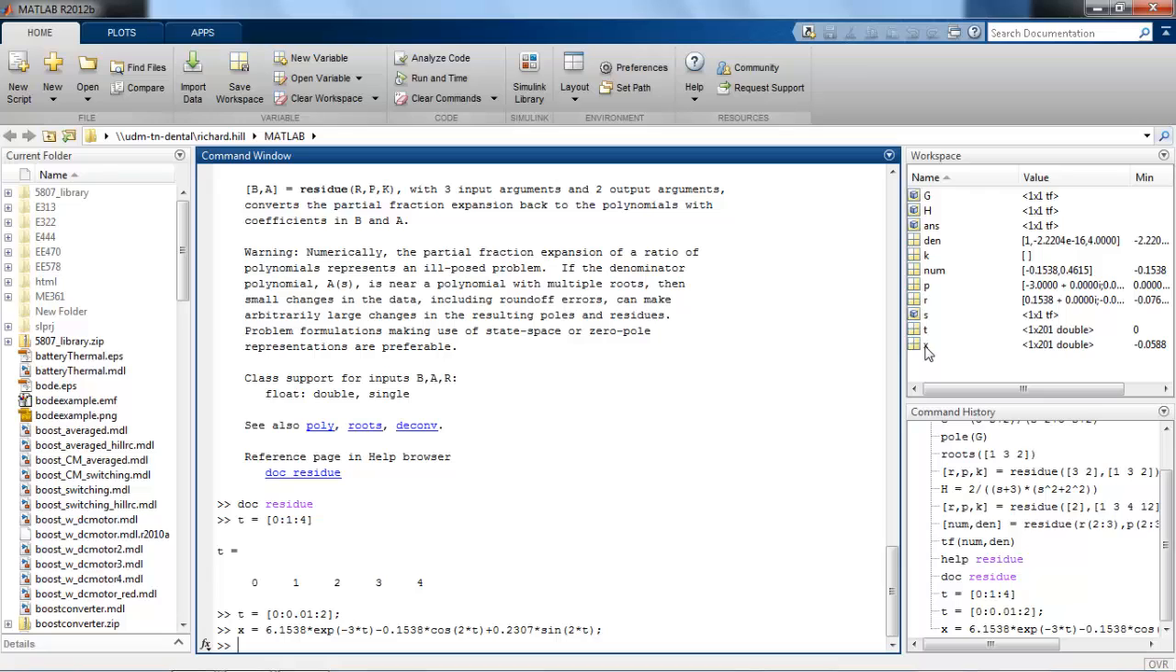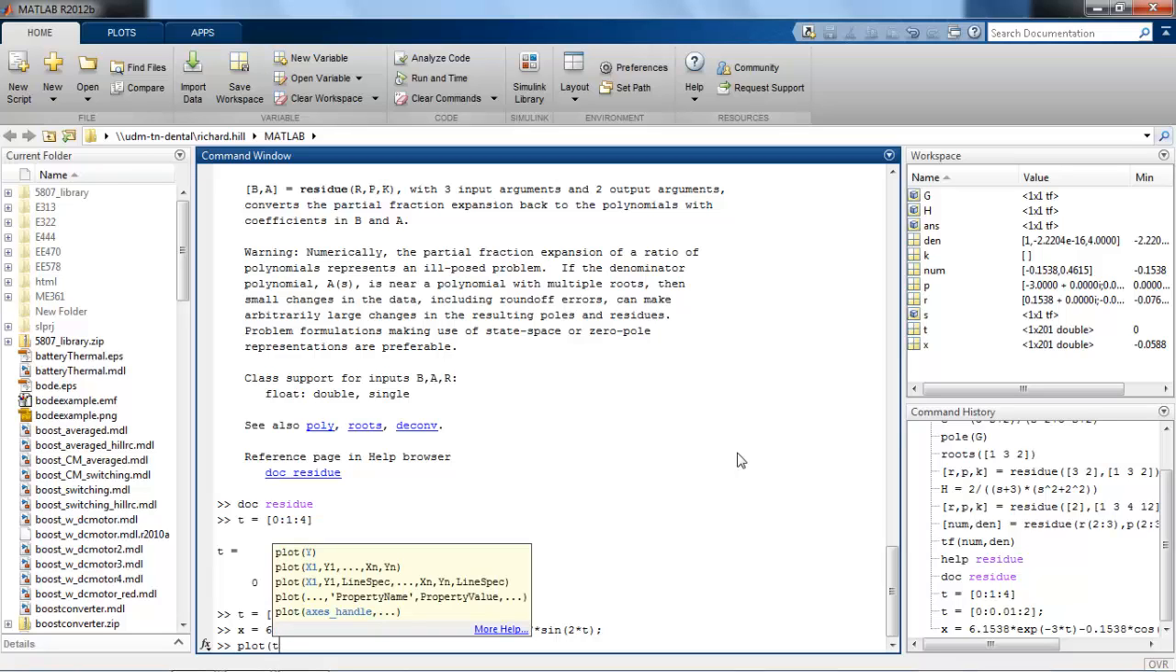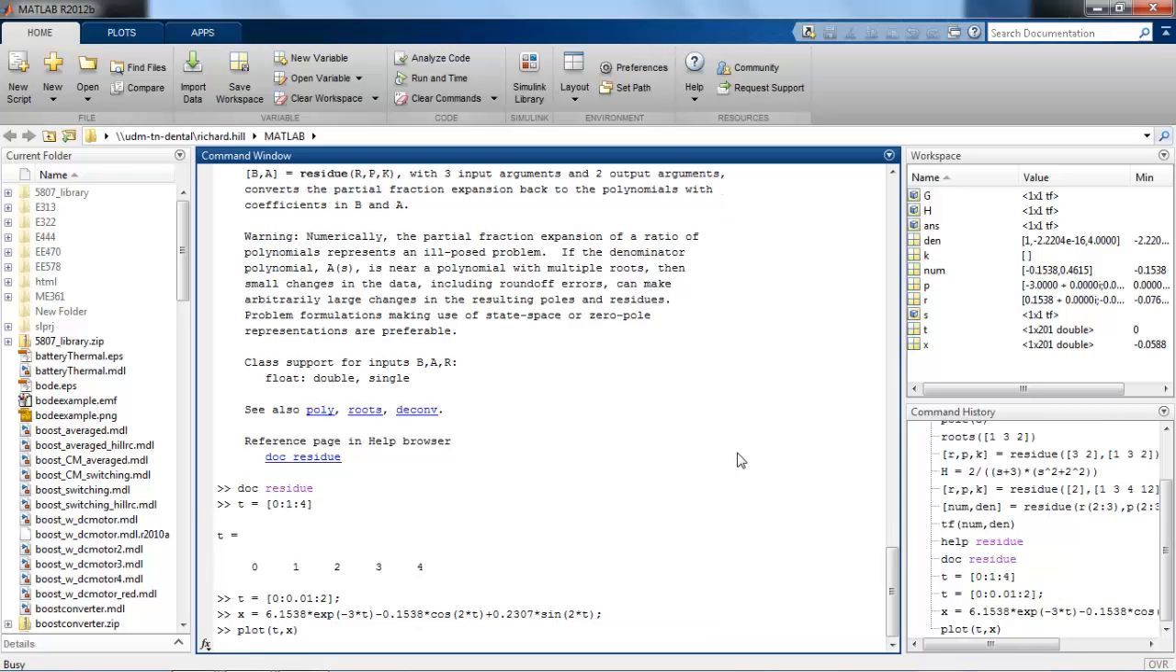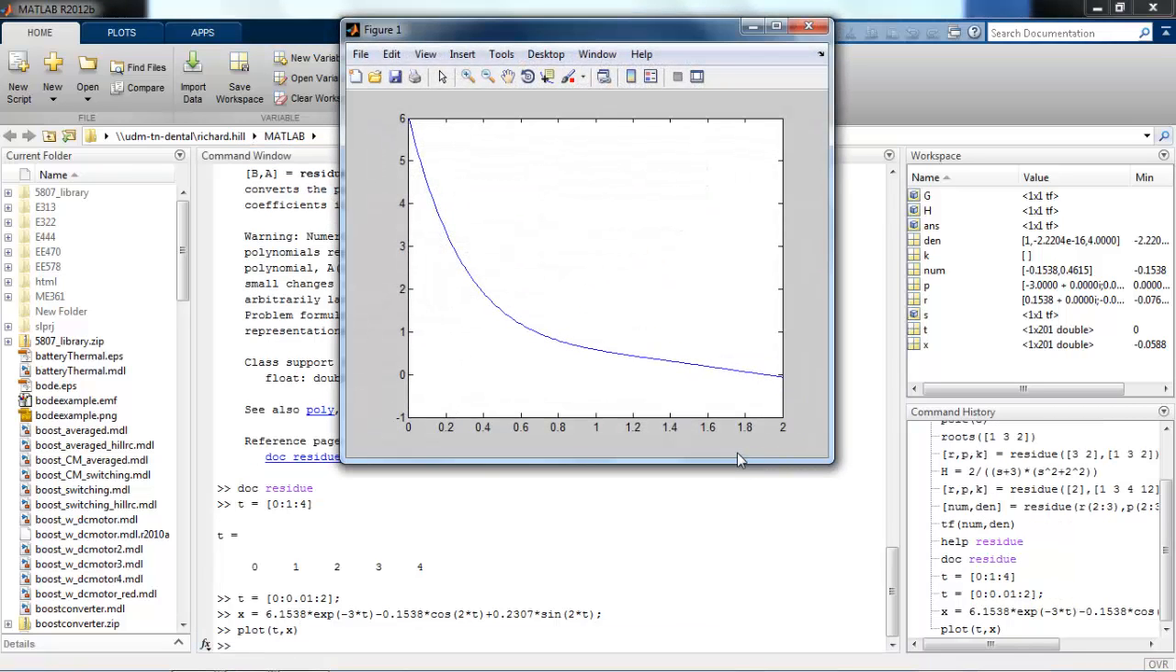So over here I can see I've created a vector of values for x. I can then plot these using the plot command, where the first element is the horizontal axis, the second element corresponds to the vertical axis, and you can see what we get. We have this decaying exponential, and there's also, if we kept going, you would see the sinusoidal portion of it.